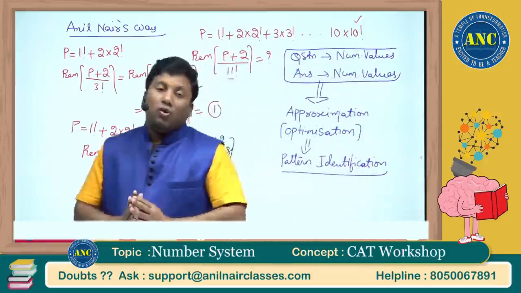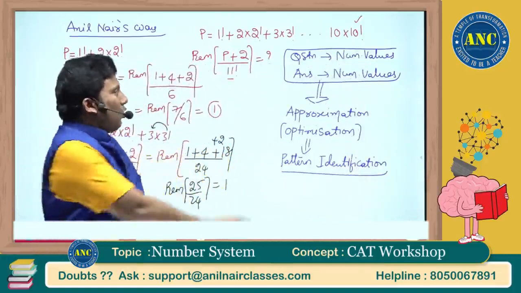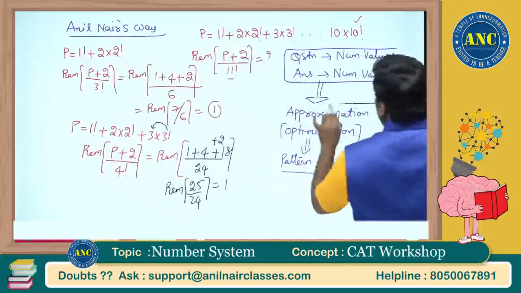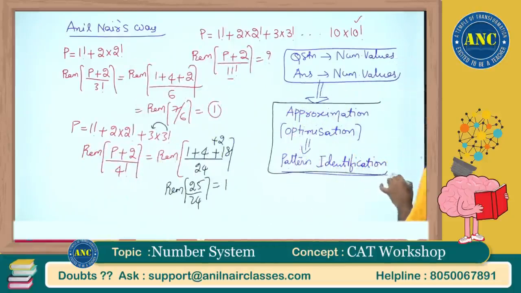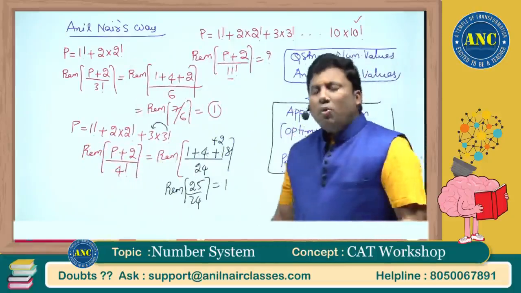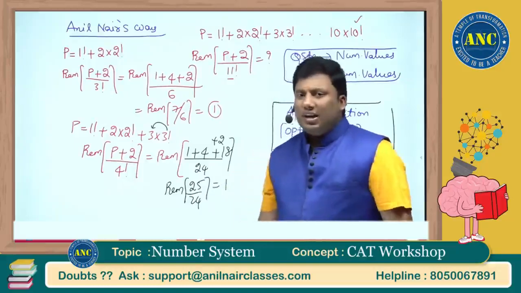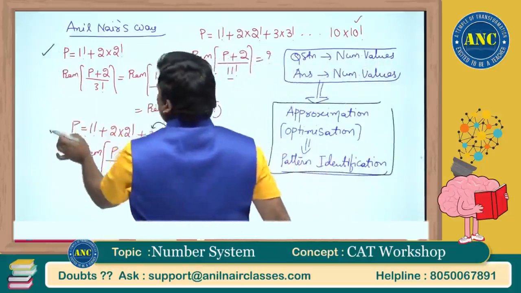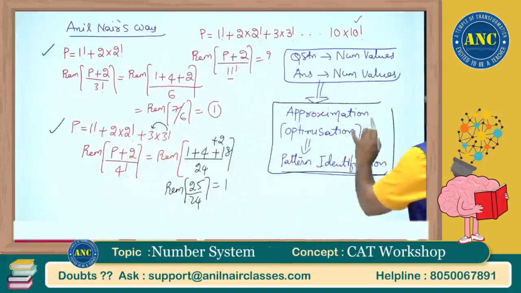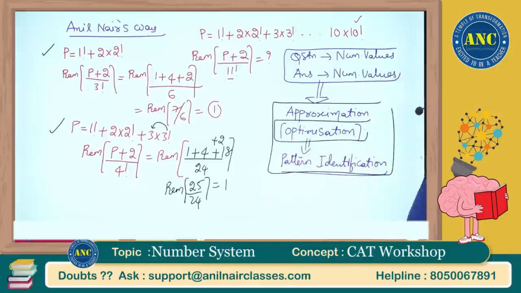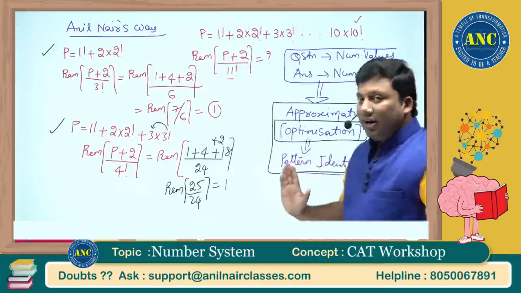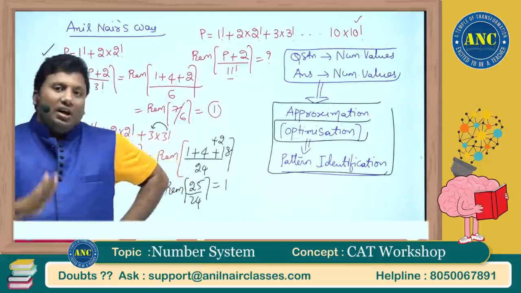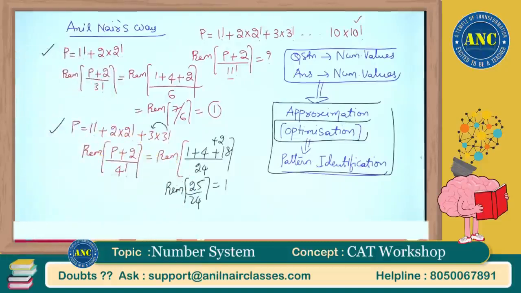That means from now onwards, if higher powers are given, where the question contains numerical values and the answer contains numerical values, approximate it. Generally, for n equal to 1, most likely you will get two options eliminated, then n equal to 2, n equal to 3. This is the best way of solving: an approximation or optimization method. Pattern identification, it is clear. Each and every term is of the form n into n factorial.